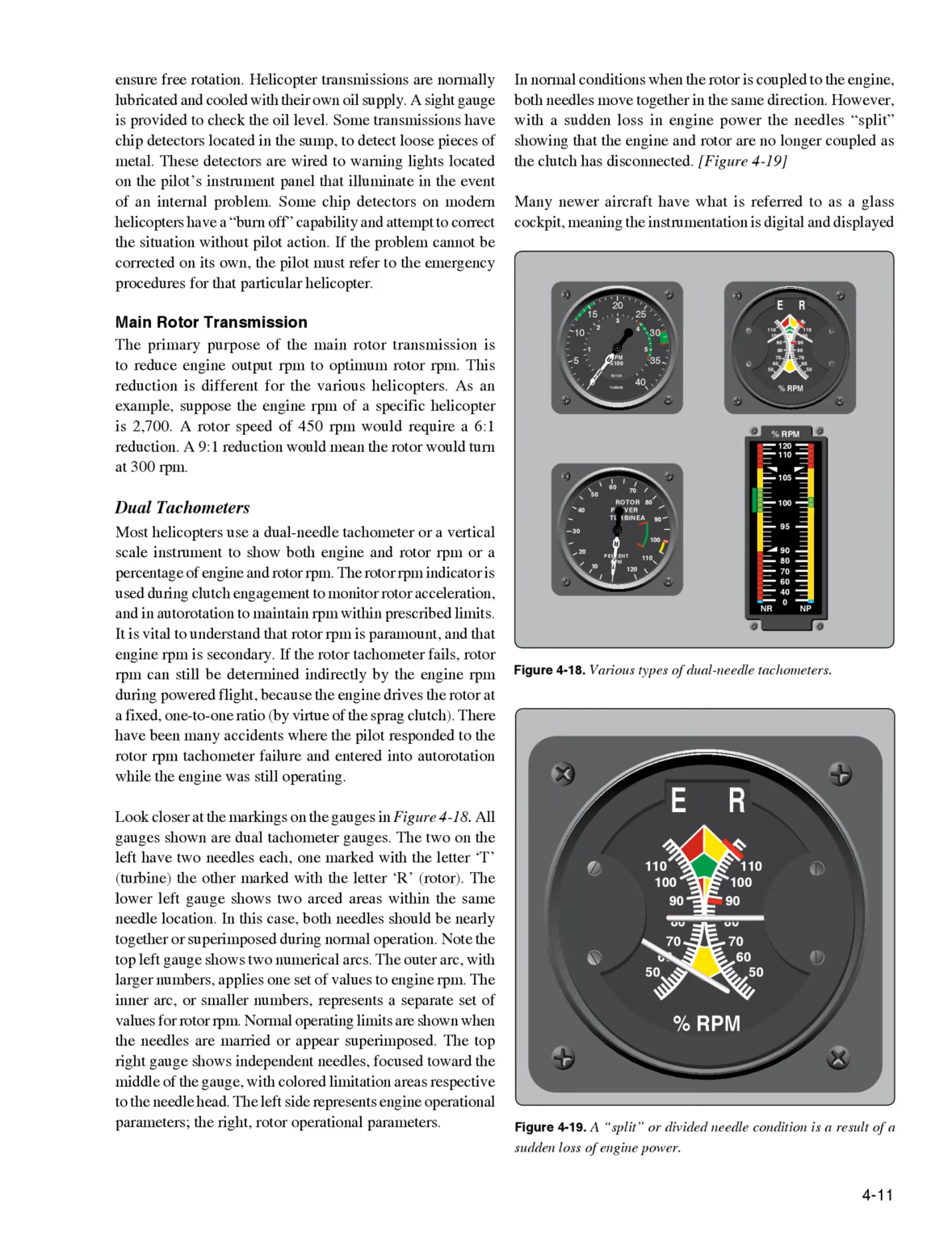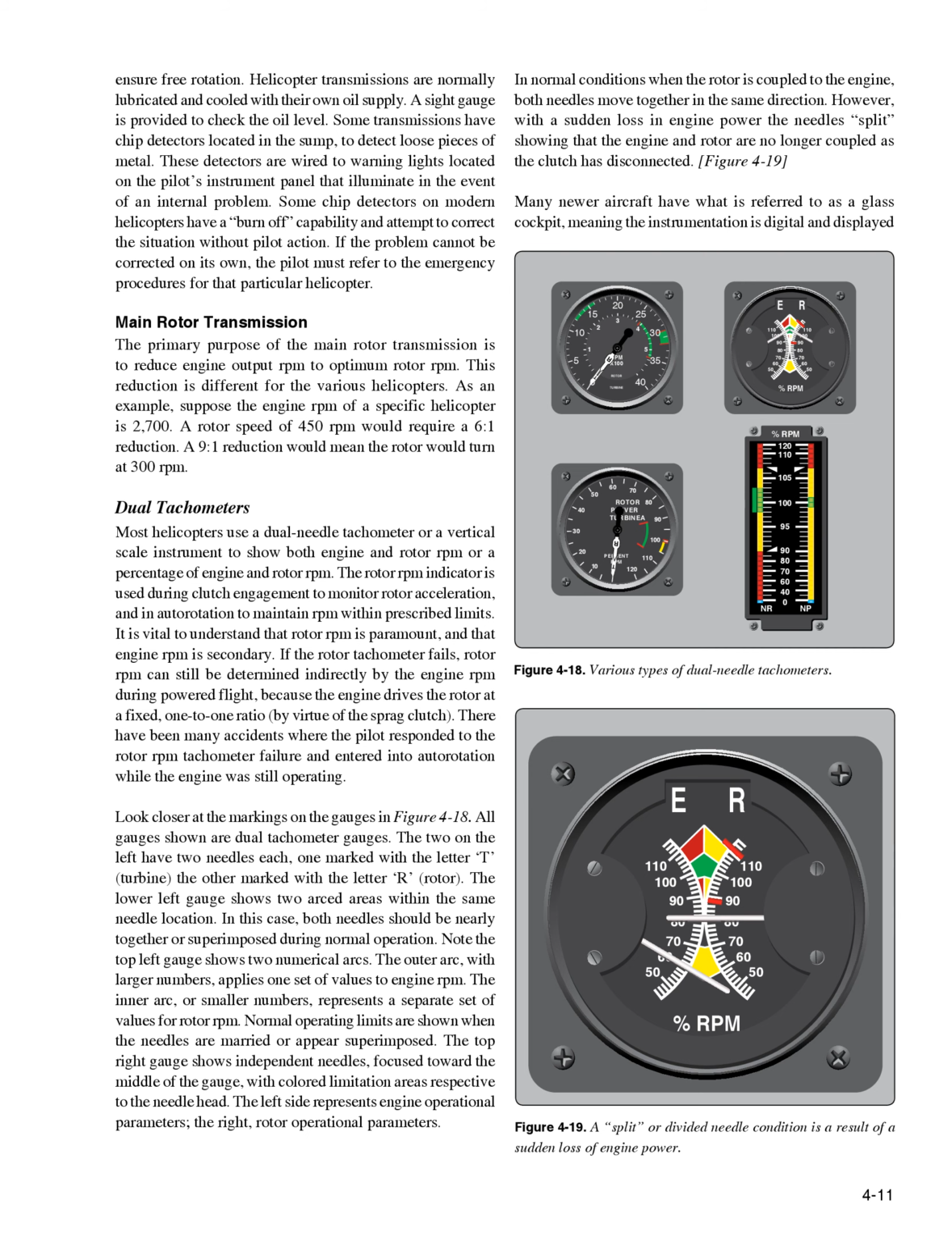Helicopter transmissions are normally lubricated and cooled with their own oil supply. A sight gauge is provided to check the oil level. Some transmissions have chip detectors located in the sump, to detect loose pieces of metal. These detectors are wired to warning lights located on the pilot's instrument panel that illuminate in the event of an internal problem. Some chip detectors on modern helicopters have a burn-off capability and attempt to correct the situation without pilot action. If the problem cannot be corrected on its own, the pilot must refer to the emergency procedures for that particular helicopter.